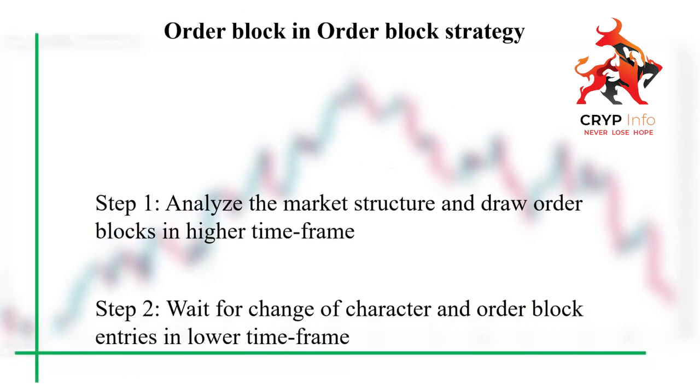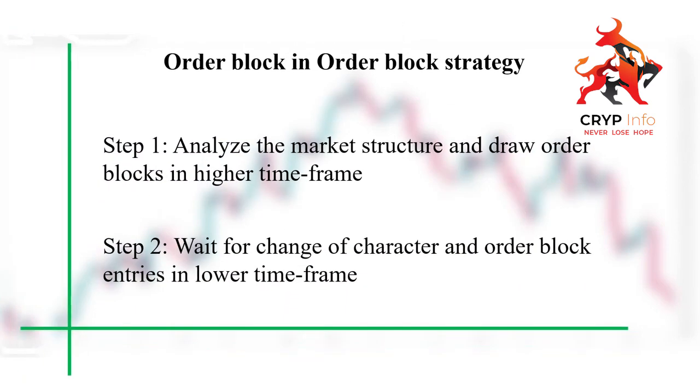This strategy has two steps. First, we analyze the market structure and point out order blocks in the higher time frame. Second, we zoom in to the lower time frame and wait for a change of character to appear, and look for order block entries. For example, if we have pointed out our order blocks in 4 hours, we look for entries in 15 minutes. With the same concept, if the higher time frame is 1 hour, we look for entries in 5 minutes. Remember that this strategy is not limited to any time frame, but your entry time frame must be at least 2 times lower than your analysis time frame.